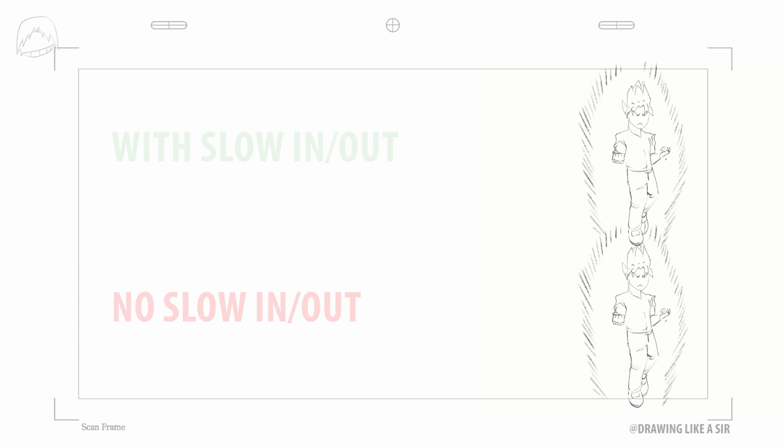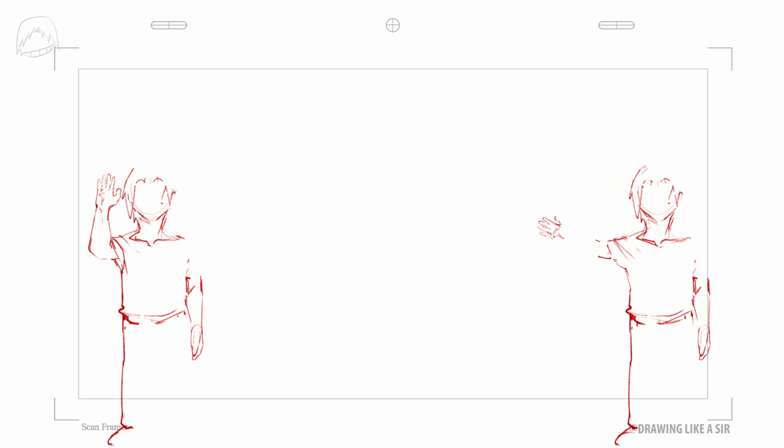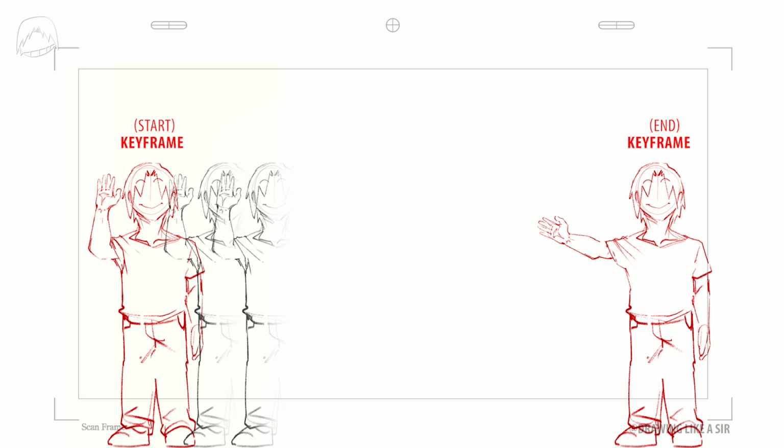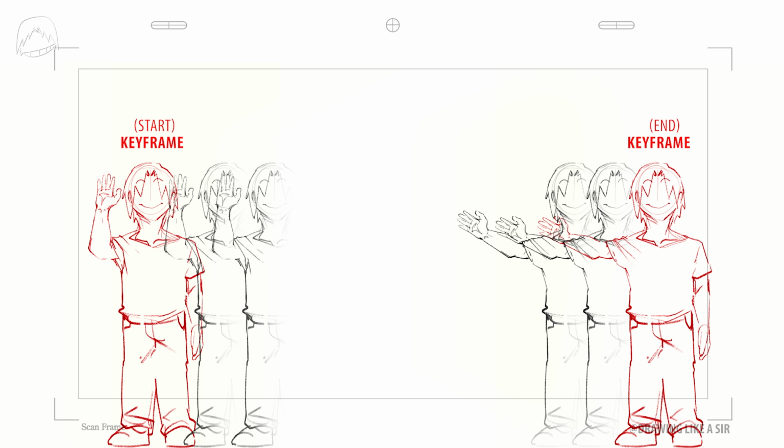And here's how you ease a movement. First, you draw your keyframes, just like you saw before. Now, easing happens with your in-betweens. If you want to ease in, you draw a lot of in-betweens at the start. If you want a movement to ease out, you draw a lot of in-betweens at the end. The more drawings you add, the smoother it's going to be. And this results in a timeline that looks like this.